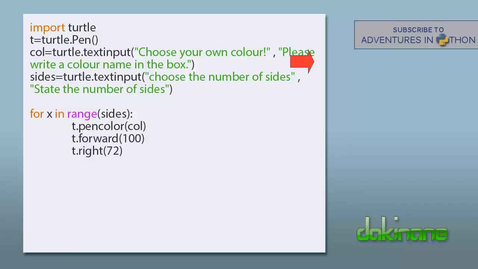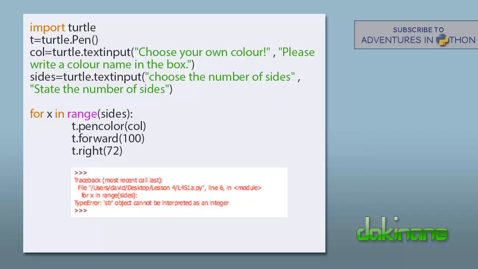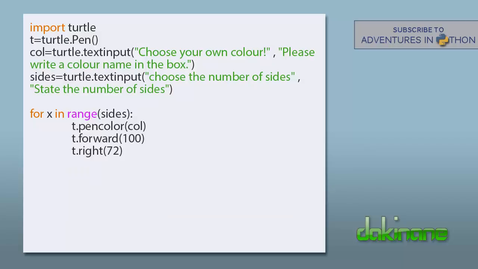So I simplified my code as you can see here. I decided to just focus on two user inputs, the colour and the number of sides of the shape. When I ran my code, I got the following error message. String object cannot be interpreted as an integer. That told me that my colour argument had worked, but that my sides argument had failed. It also taught me that I'd made assumptions about how the text input argument works.